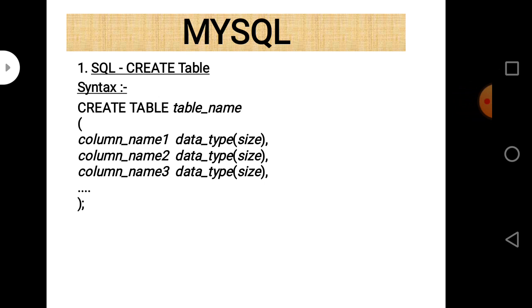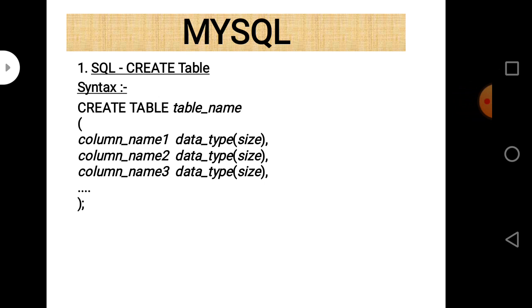As we know that MySQL is RDBMS, Relational Database Management System. It means data is stored in the form of tables. That's why it is called the Relational Database Management System. Relation is called the table. So MySQL is RDBMS, and the first command related to MySQL here is create table command.